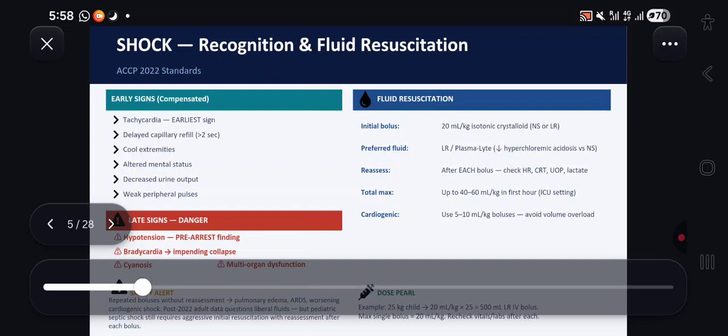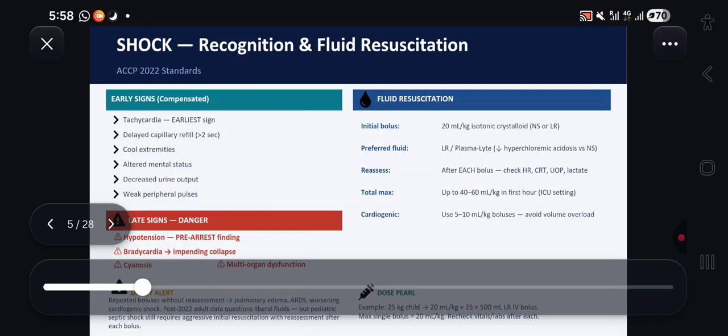What is the maximum of bolus? I will give the patient 20 ml per kg, especially in the first hour. Then if I need to repeat the bolus, what is my upper limit maximum in the pediatric population? If the patient is in the ICU, PICU, the maximum is 60. If the patient is outside PICU, the maximum is 40 ml per kg in the first hour.